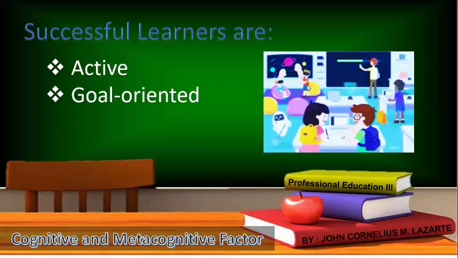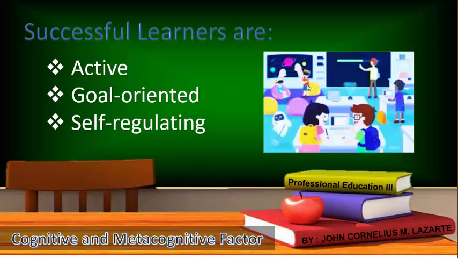Next one is goal-oriented. They set goals for themselves. They go inside the classroom because they have certain goals to be met. They want to become a professional, like a teacher, an engineer, a doctor, or whatever they want to be. They set their long-term goals, but they must also have the ability to set their short-term goals, so they would see the significance of every lesson you share with them. So the learners must always be goal-oriented.